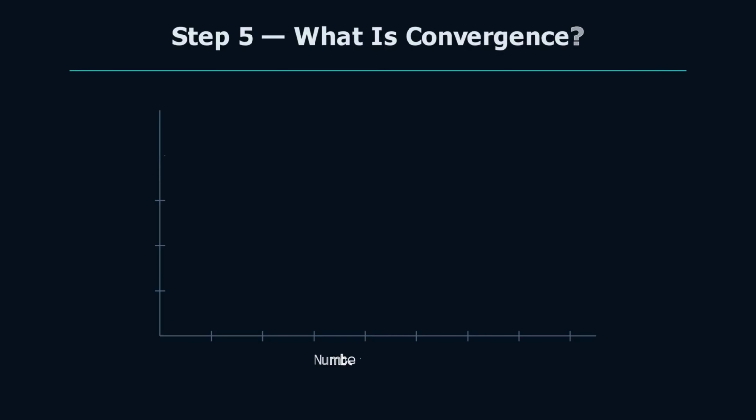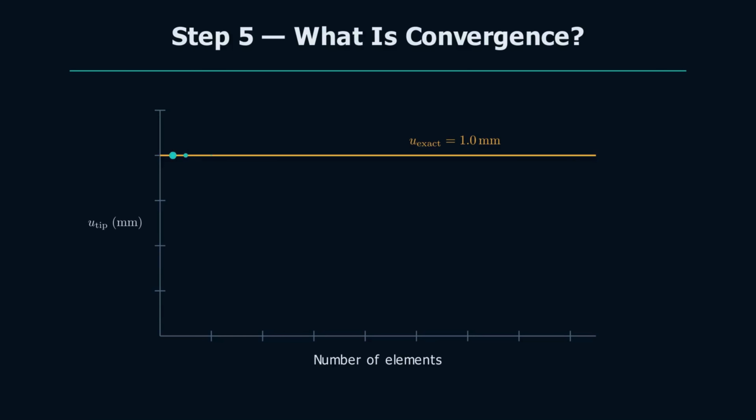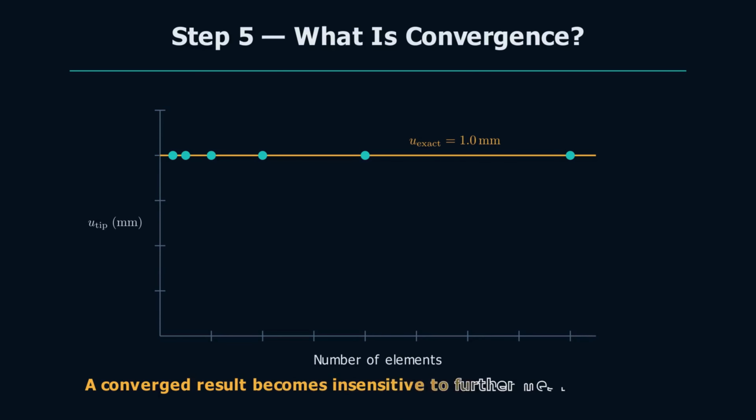A convergence study means that we systematically refine the mesh and monitor a quantity that matters to us. Here we monitor the tip displacement. For our uniform bar, every calculated point lies on the exact solution. The curve is therefore flat. In a more complicated problem, these points would generally approach a stable value as the mesh becomes finer. That behavior is what we call convergence.